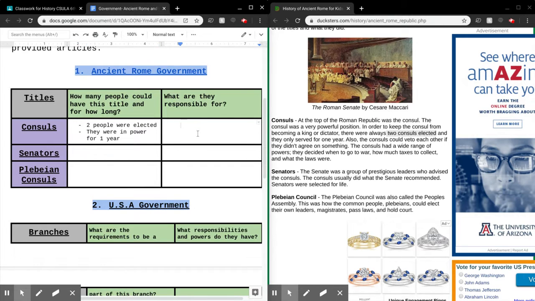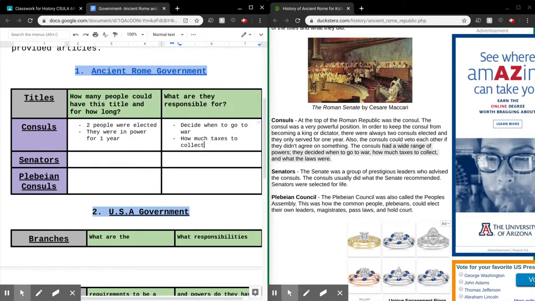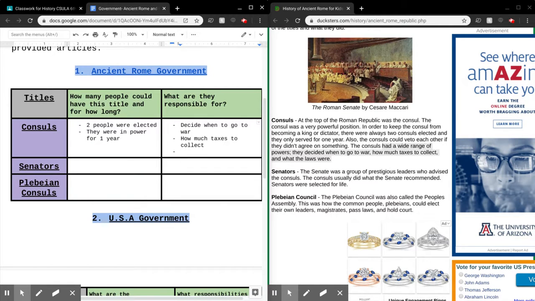What are they responsible for? The consul had a wide range of powers, so things that they can control. Those are things they are responsible for. So decide when to go to war, how much taxes to collect, and create laws. And there we go.